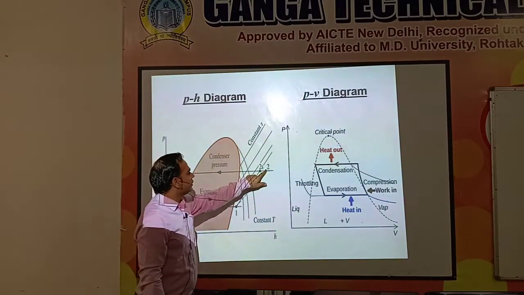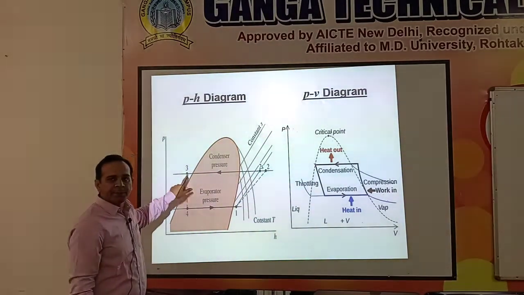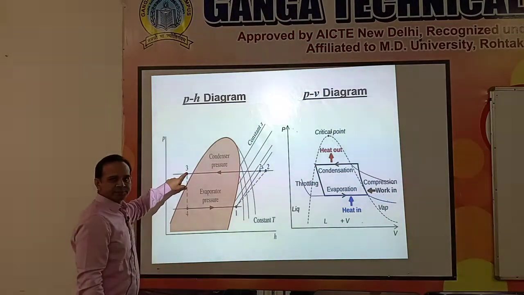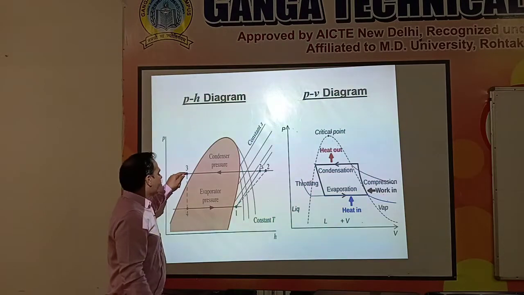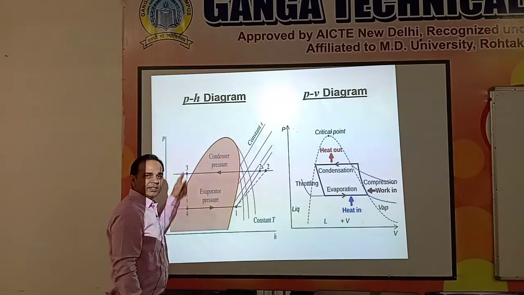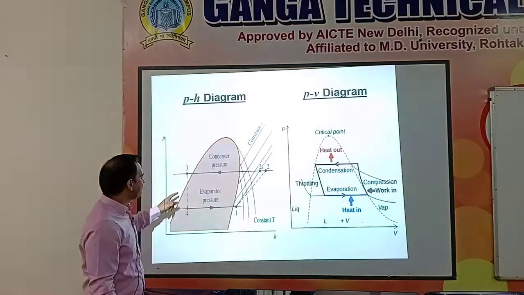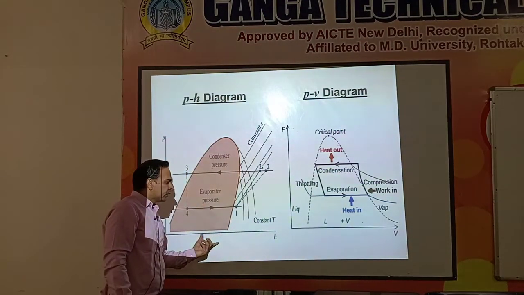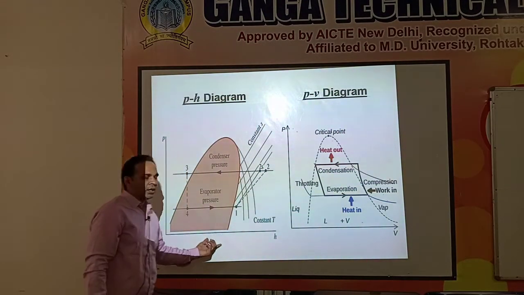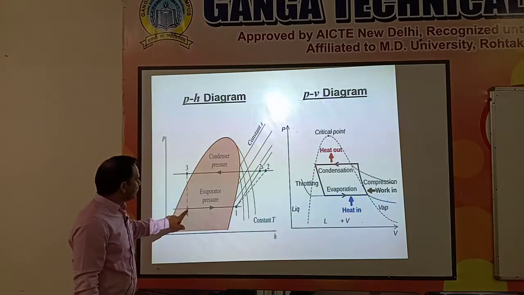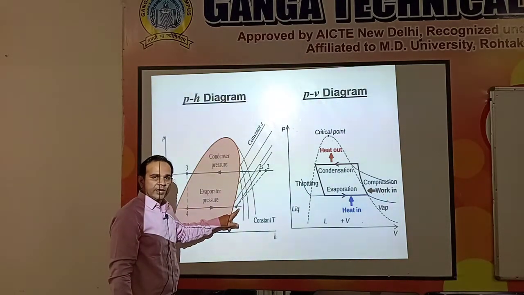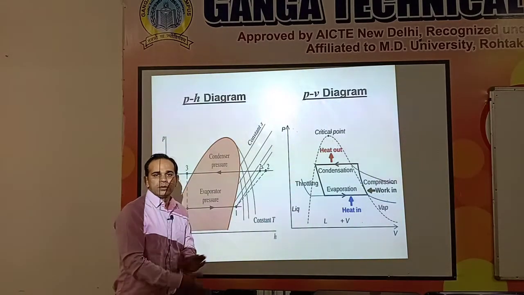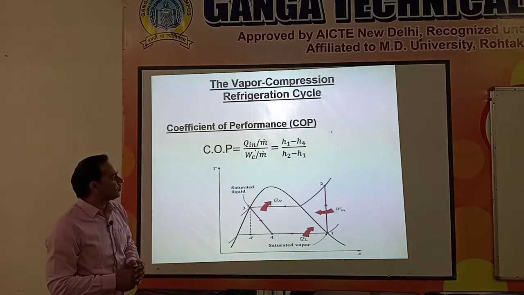Then from point 2 to point 3 we have a constant pressure process inside the condenser, which is represented by a horizontal line. Then from point 3 to point 4 we have an isenthalpic process, throttling, which is represented by a vertical line, as the enthalpy is on the x-axis. Then point 4 to point 1 will again be a constant pressure process inside the evaporator. So this is represented in this way.